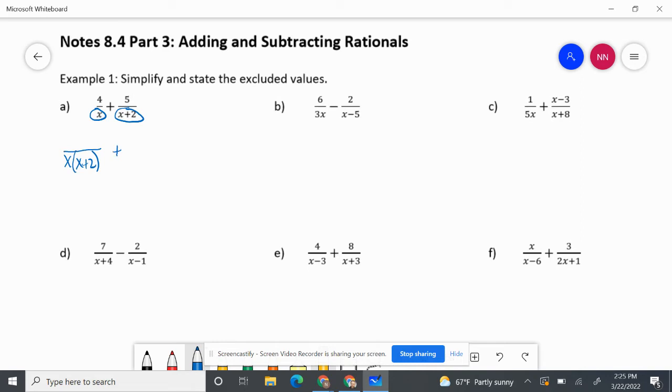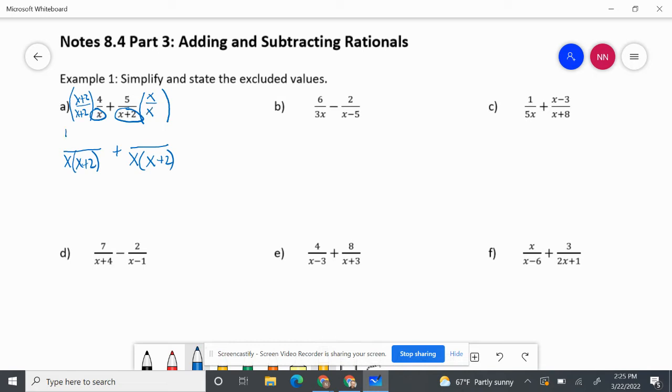Now, after we find the common denominator, we're going to look at each of the denominators and multiply it by what it's missing from the common denominator. So in our first case, this is an x. Our common denominator is x times x plus 2. So we multiply the top and the bottom by x plus 2. Our second one has an x plus 2. What it's missing is an x. So we multiply the top and the bottom by an x.